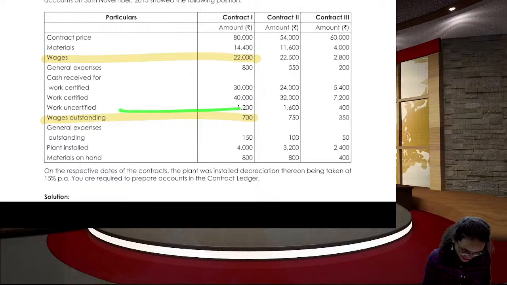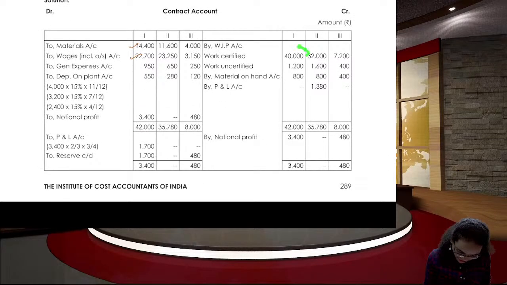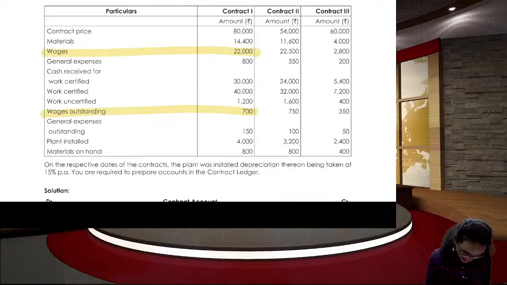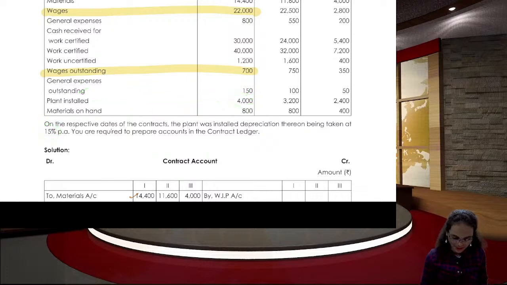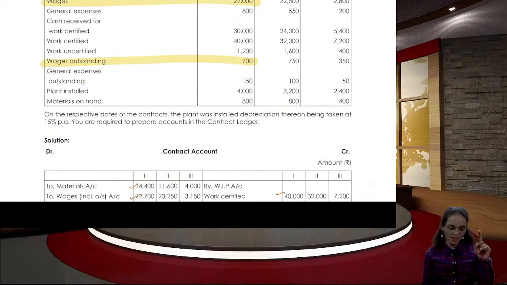Work uncertified is given. Certified is 40,000, uncertified is 1200. You write it. Next, plant installed 4,000 rupees, but the depreciation percentage is given as 15%. See here, guys, everyone pay attention. The plant is installed for the value of 4,000 rupees, but depreciation percentage is 15%.